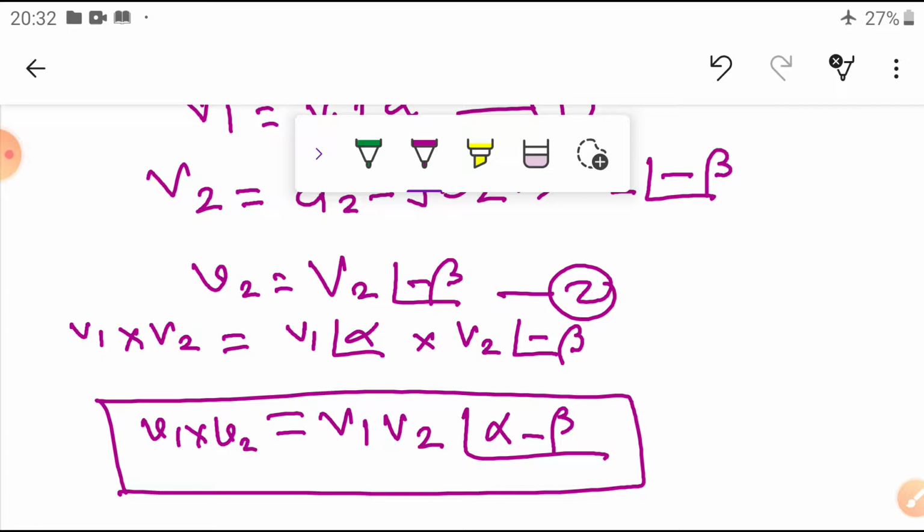Okay, so these are the different forms, dear students. It's very easy. Okay, so this is the multiplication we have done in different forms: rectangular form, exponential form, and polar form. Okay, so let us do division also. Okay, so division also we will see.